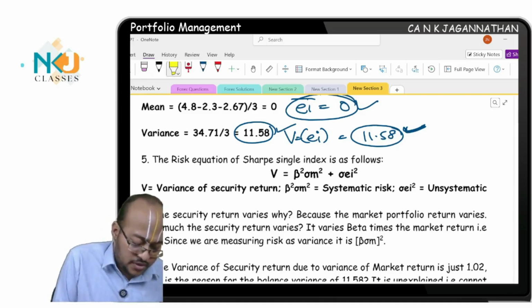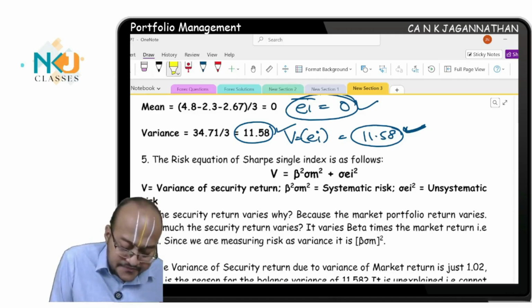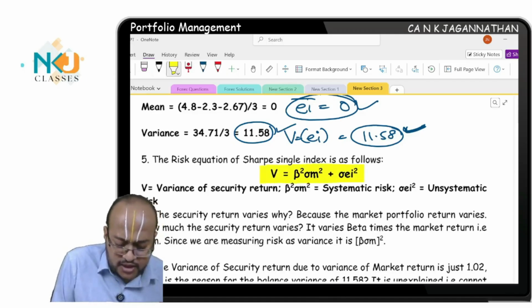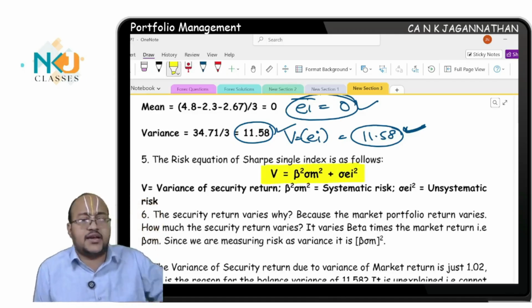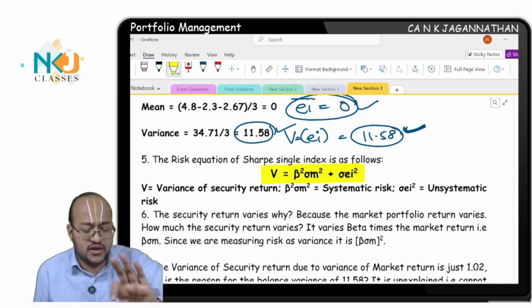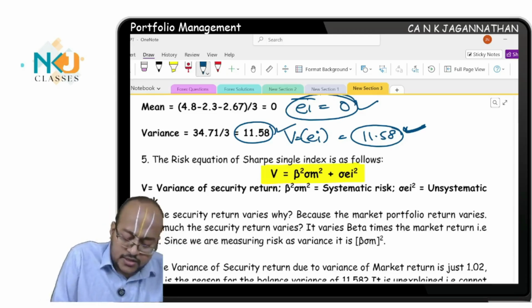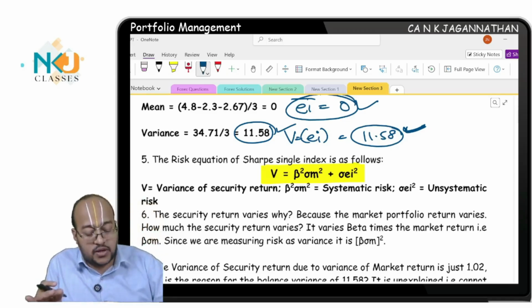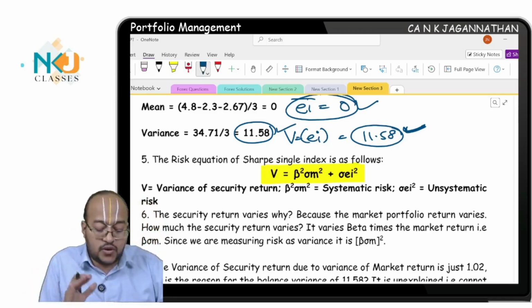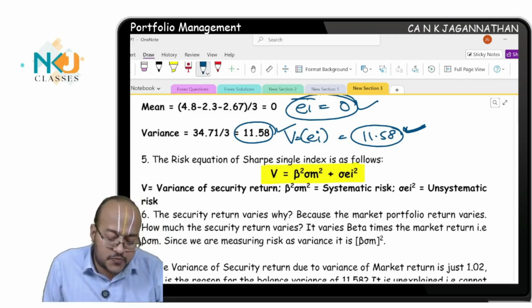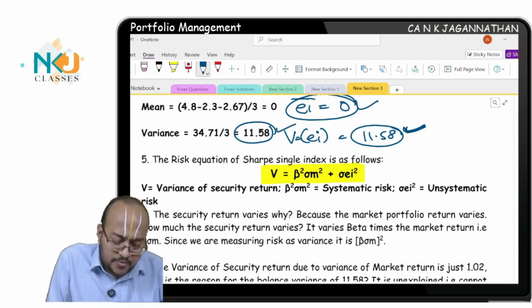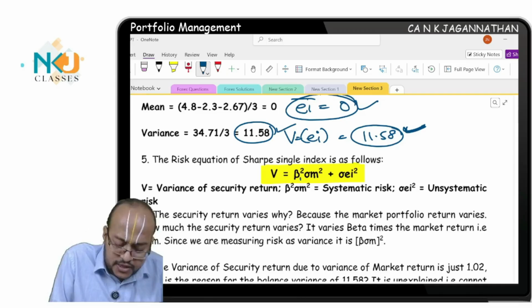Very simple. What he says, see, risk is measured in terms of variance. Unlike other models, this is in terms of variance. No issue. Variance of the security, or risk of the security, is simply beta square sigma m square plus sigma EI square. Are you listening? Beta square sigma m square plus sigma EI square. Now you tell me, what is this beta square, sir? Beta of the security square. This is the beta of the security.